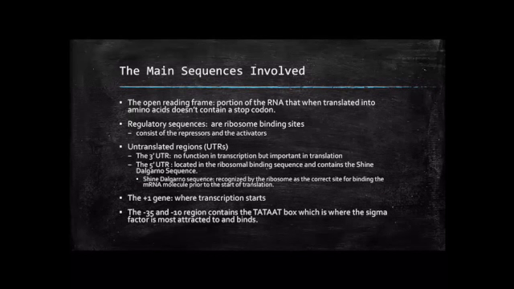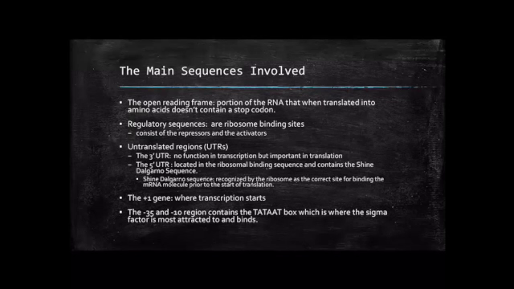The next important sequence is the regulatory sequences. These are the ribosome binding sites and consist of the repressors and the activators. This influences whether or not the RNA polymerase can bind and start the process. The next important sequences we're going to discuss are the untranslated regions or UTRs. The 3' UTR has no function in transcription, but is very important in the process of translation.